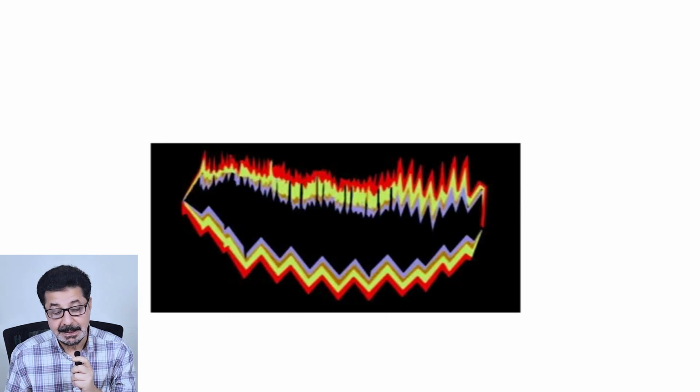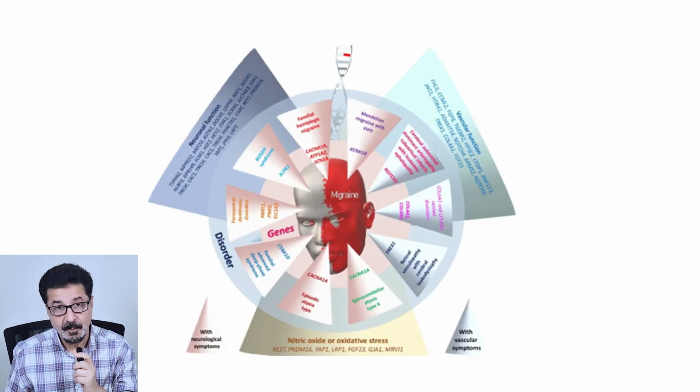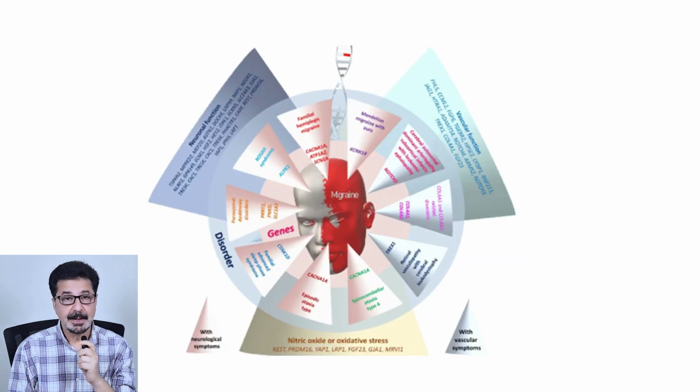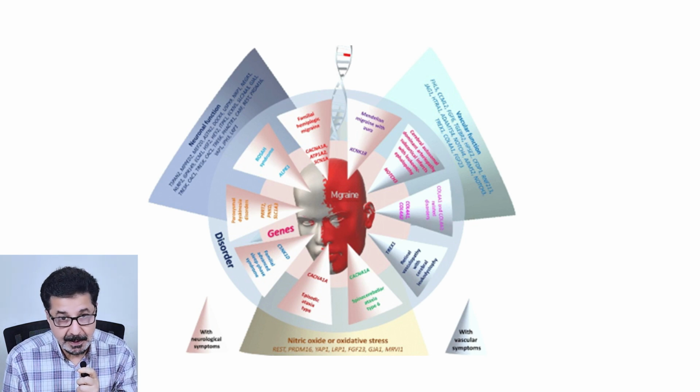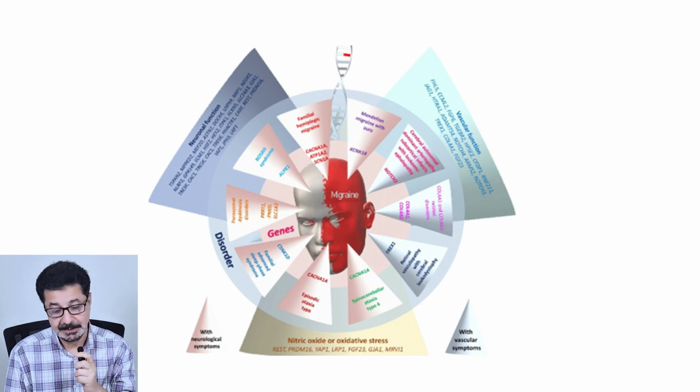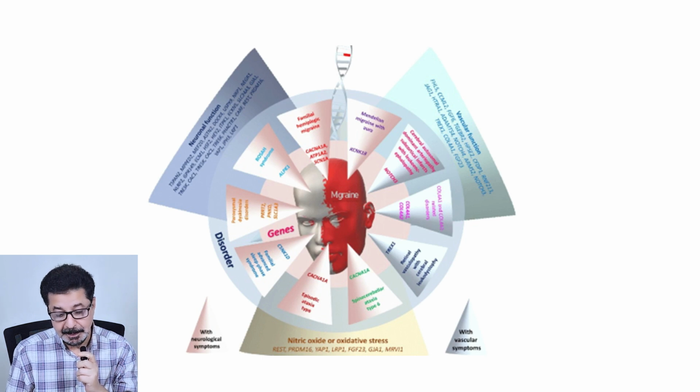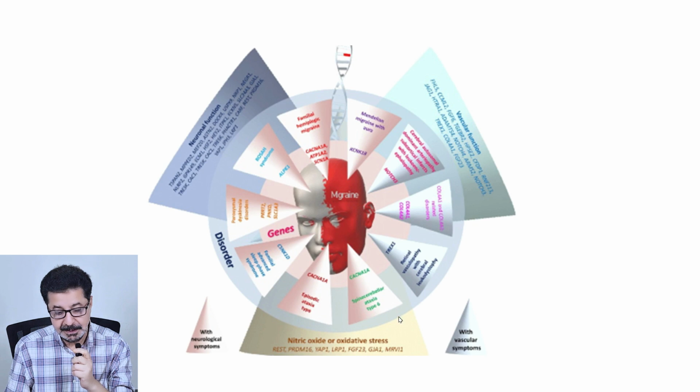Now, these are the jagged lights that the people with aura see. Why do some people have migraine with aura and some people have migraine without aura? It all lies in the genes. Some people have disturbances in the genes of the migraine, in the nervous part of the migraine and the vascular part of the migraine, as you can see in this picture. And it can be a combination of different genes.